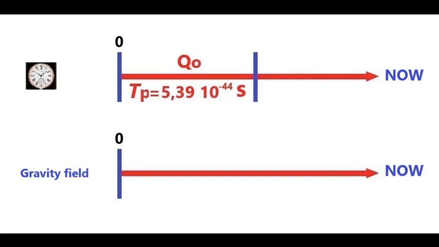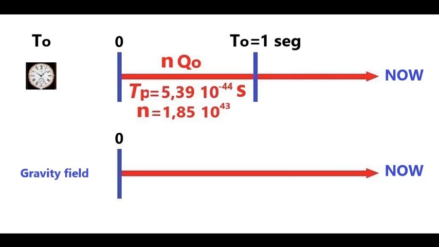It is equivalent to a Planck time, marked on our local clock. No movement is allowed until a Planck time has elapsed in our clock. If n is equal to 1.85 times 10 to the 43rd, then nq0 will be t0 second, marked by our clock. If we bring another clock like it, it will also mark t0.